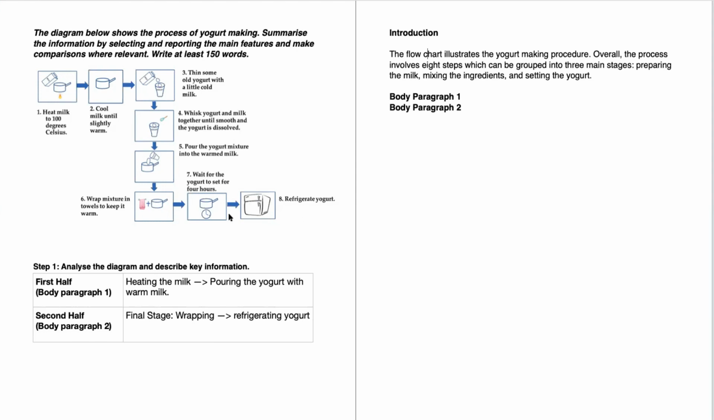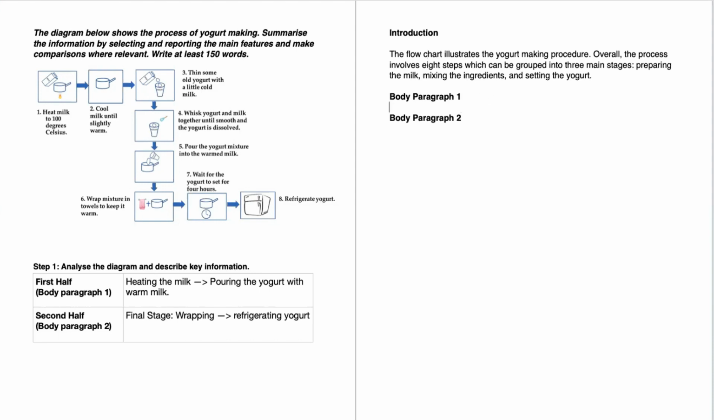In my body paragraphs, in body paragraph 1, I'm going to include the first 2 stages, and then body paragraph 2 is going to be wrapping up and setting the yogurt. This is what I mean by really making sure that you're analyzing the diagram and not just splitting 4 and 4 for these 8 steps into body paragraph 1 and body paragraph 2. Always make sure there's some logic behind it.